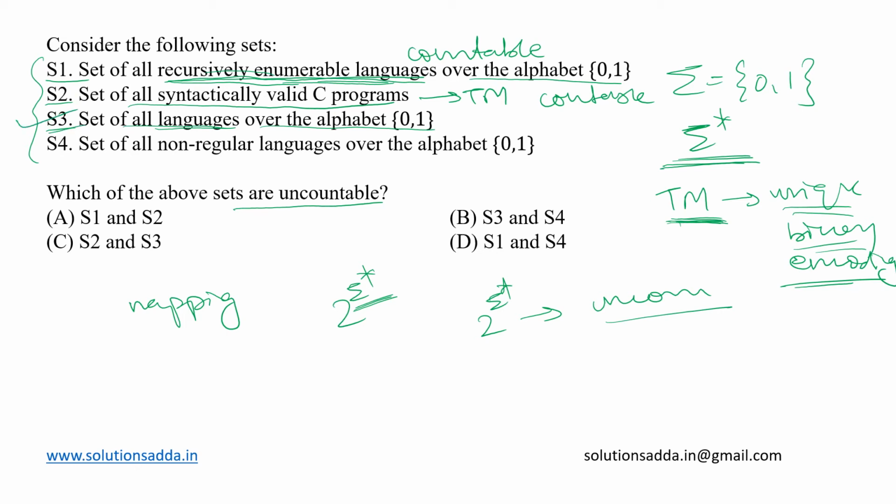And now looking at the set S4, it is a set of all non-regular languages over the alphabet 0, 1. Now we know that the set of regular languages is countable and the set of all languages is uncountable.